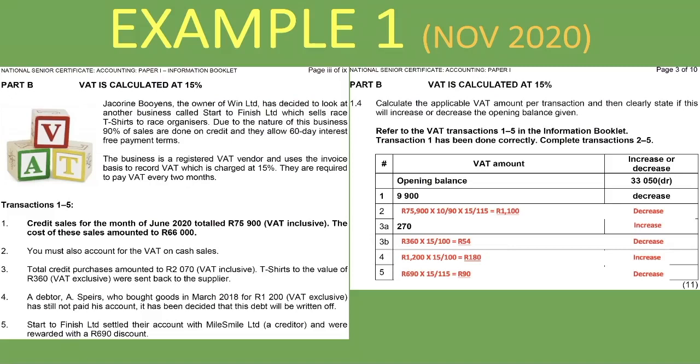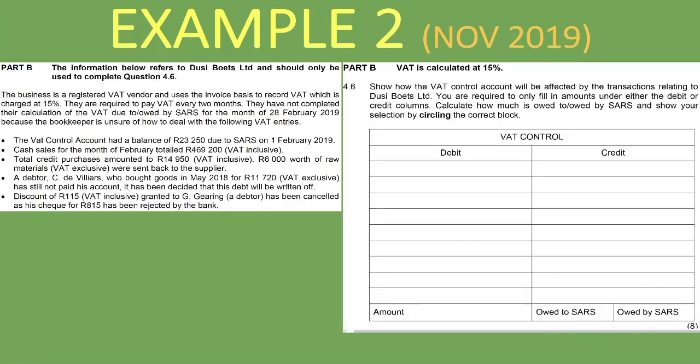What we're going to do now is to look at the November 2019 question paper and look at that particular section where we have to calculate VAT. And here it is. We're given part B, and we're told that the business is a registered VAT vendor and uses the invoice basis to record VAT, which is charged at 15%. They are required to pay VAT every 2 months.